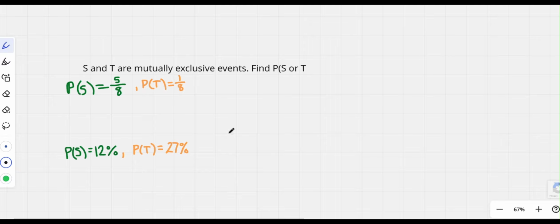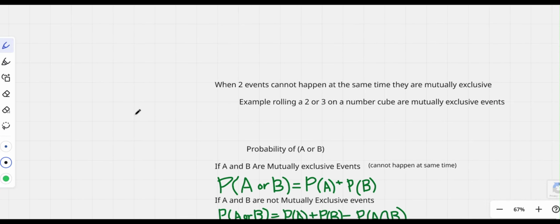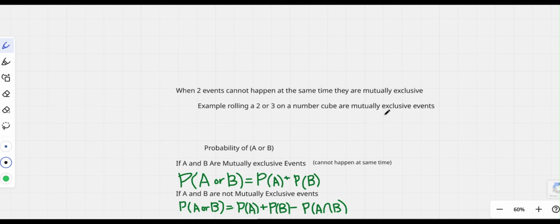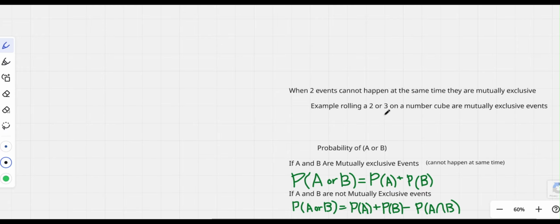Next, S and T are mutually exclusive events. Find P of S or T. So if there's a mutually exclusive event, let's see what that means. When two events cannot happen at the same time, they are mutually exclusive. For example, rolling a 2 or a 3 on a number cube are mutually exclusive events, because if you roll a 2, then you cannot roll a 3. You only have one possibility or outcome. Two events that cannot occur at the same time.